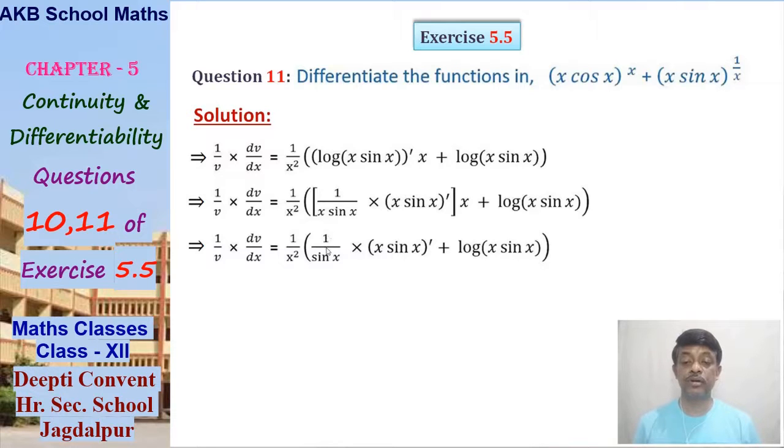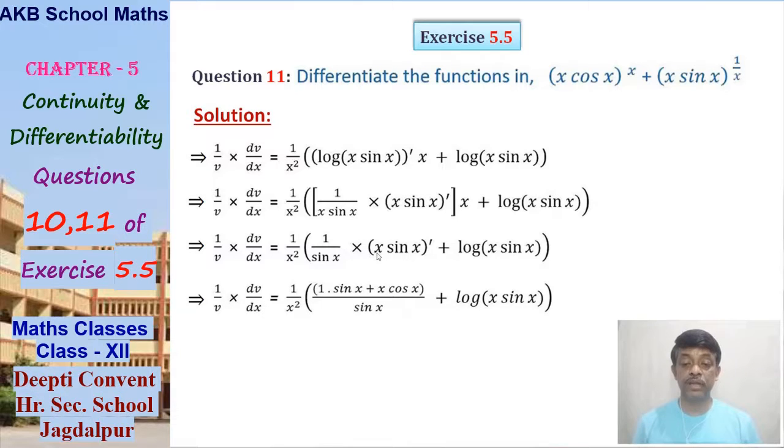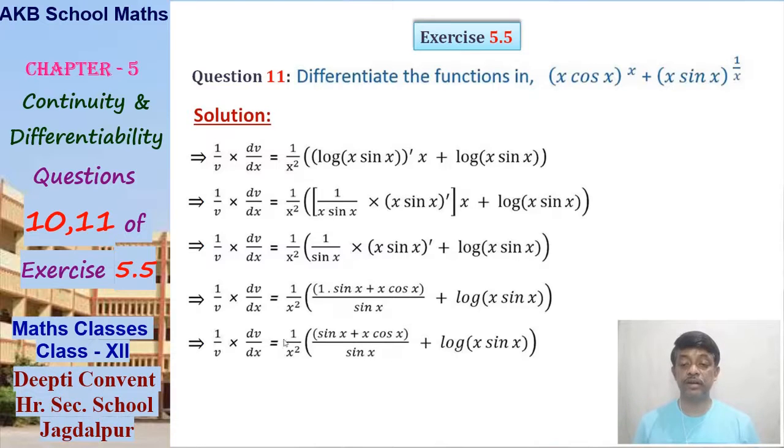Now solve it. 1 by x square, then 1 by sin x, the x cancels, so 1 by sin x into (x sin x)' minus log(x sin x). Now here x sin x, first function, second function. The derivative of the first function is 1, times sin x, plus first function x times the derivative of the second function, cos x. So sin x plus x cos x, divided by sin x. Distributing, sin by sin is 1, and cos by sin is cot, so 1 plus x cot x minus log(x sin x), all over x square.